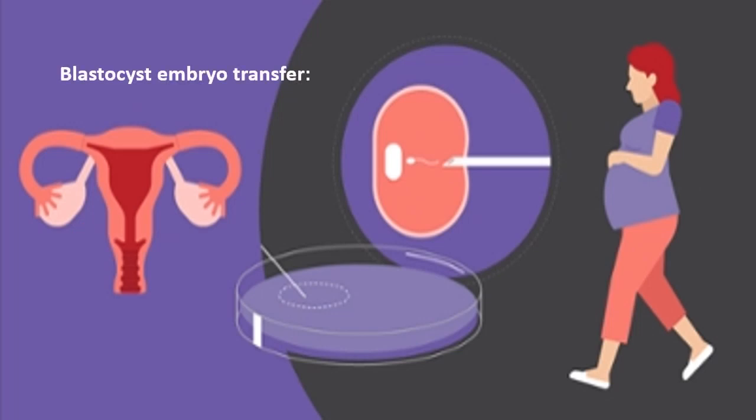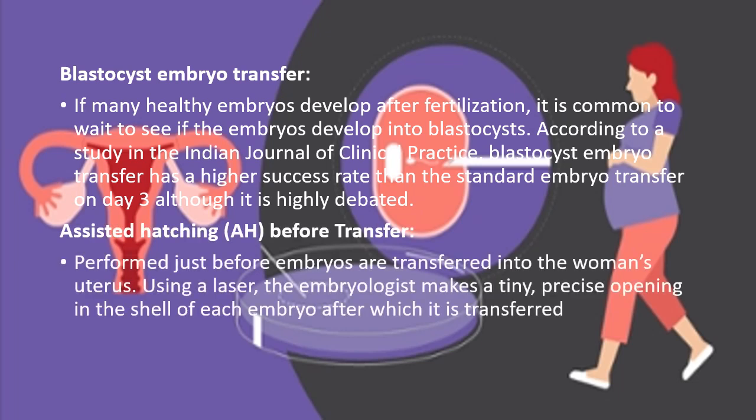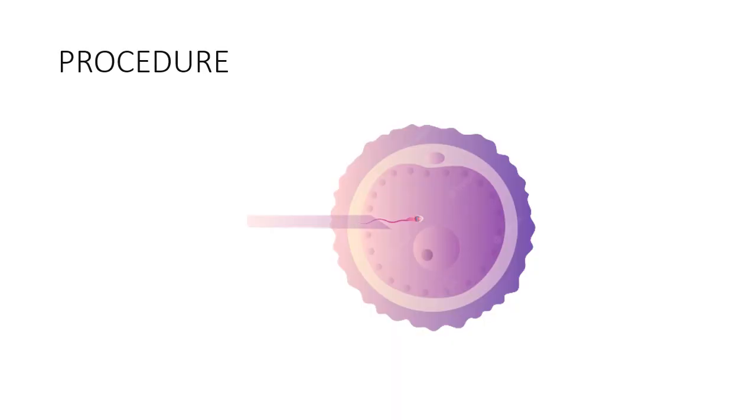The next one is the blastocyst embryo transfer. If many healthy embryos develop after the fertilization, it is common to wait to see if the embryos develop into blastocysts. According to a study in the Indian Journal of Clinical Practice, blastocyst embryo transfer has a higher success rate than the standard embryo transfer on day 3, although it is highly debated. The next one is assisted hatching before the transfer. Performed just before the embryos are transferred into the woman's uterus, using a laser, the embryologists make a tiny, precise opening in the shell of each embryo, after which it is transferred. Now we shall see the procedure.